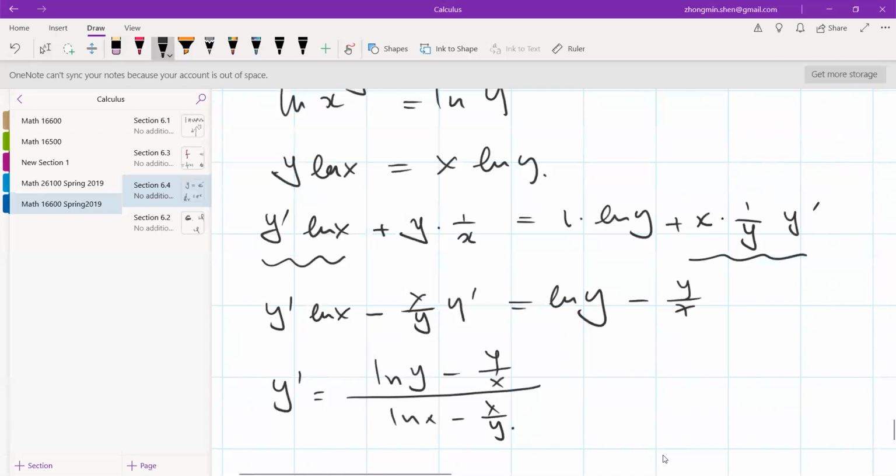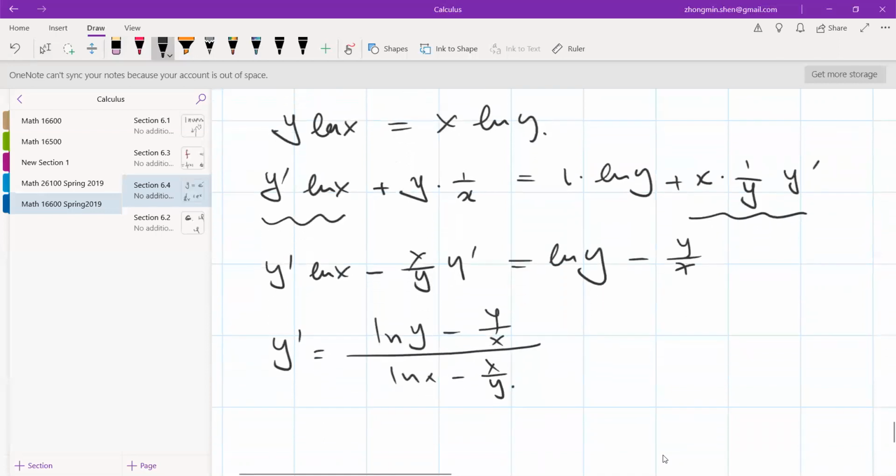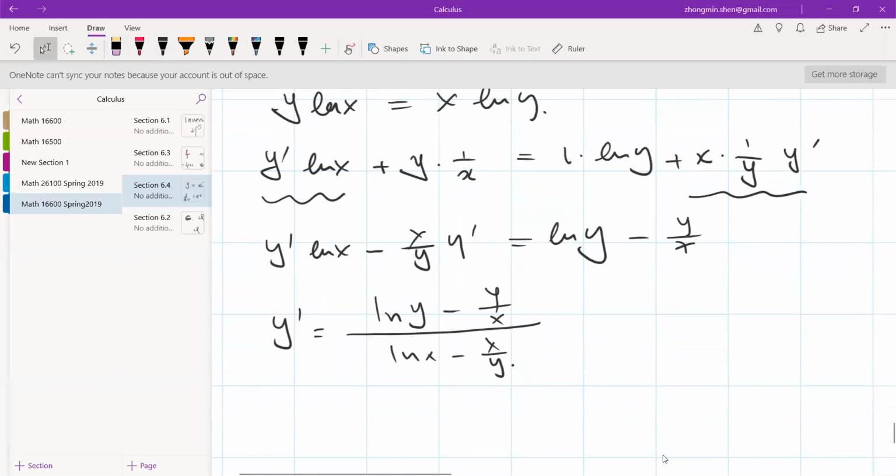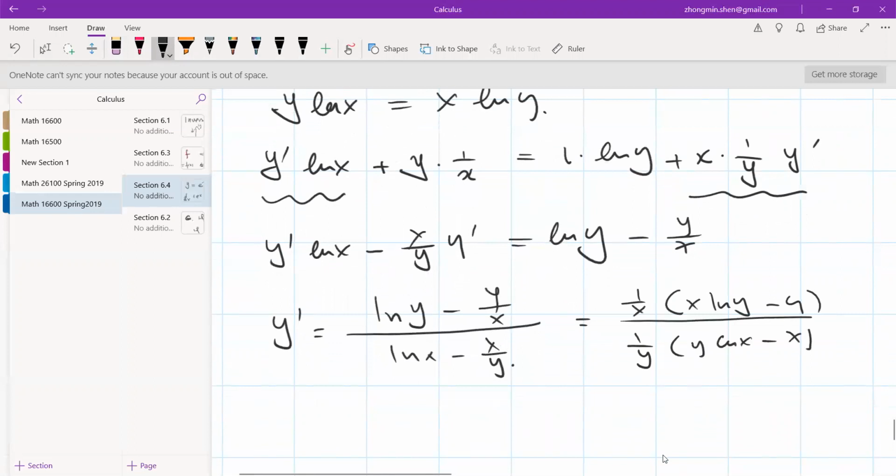Now, the question is, should we simplify a little bit? I think we should, because it's fractions inside fractions. So the best way is to go step by step, right? I'm going to take x out, so x natural log of y minus y. I take y out, and the y natural log of x minus x.